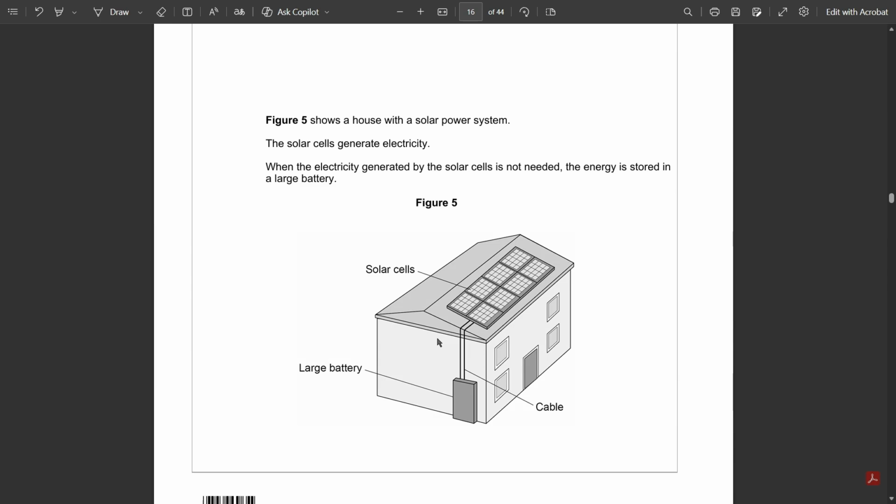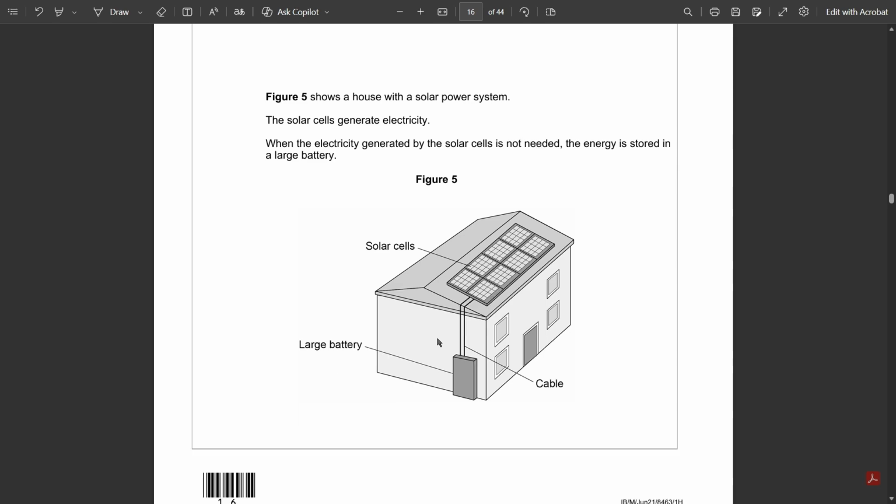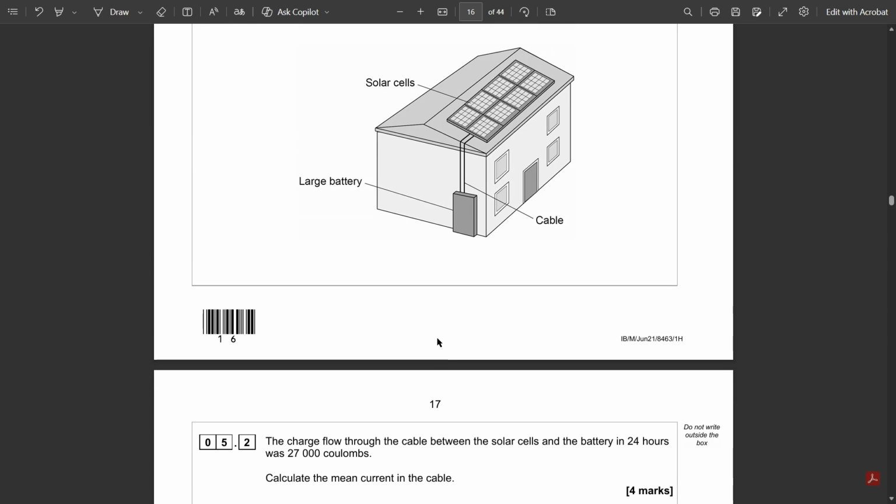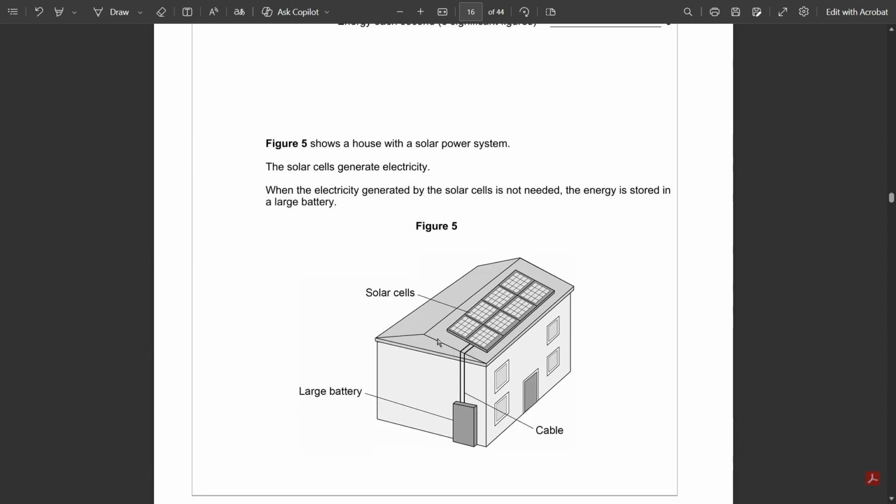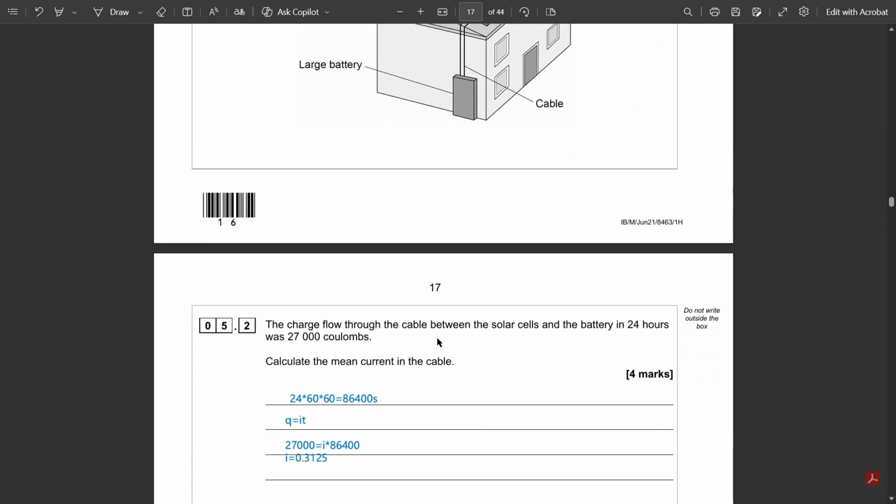And then we're just showing a house with solar panels on it. When the electricity generated by the solar cells is not needed, the energy is stored in a large battery. Nowadays, and this was only like 5 years ago, what happens most often is that it just gets put into the national grid, and then you get a small rebate from the government or from the energy company.